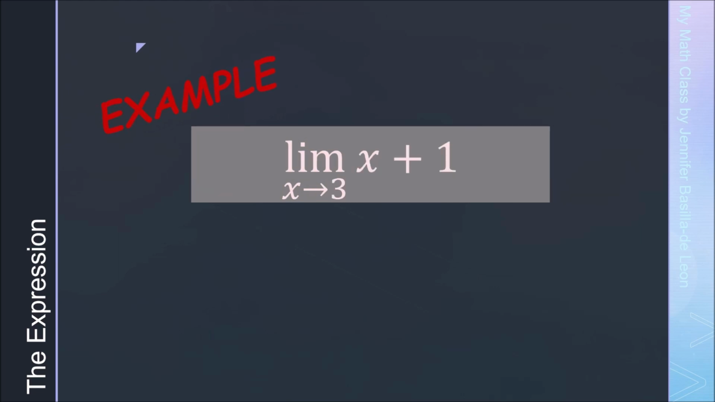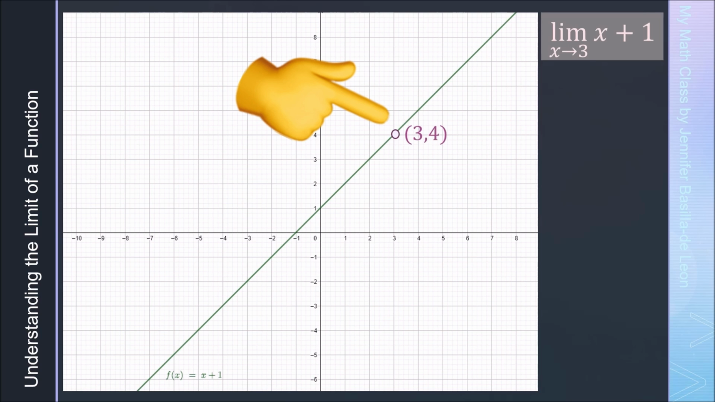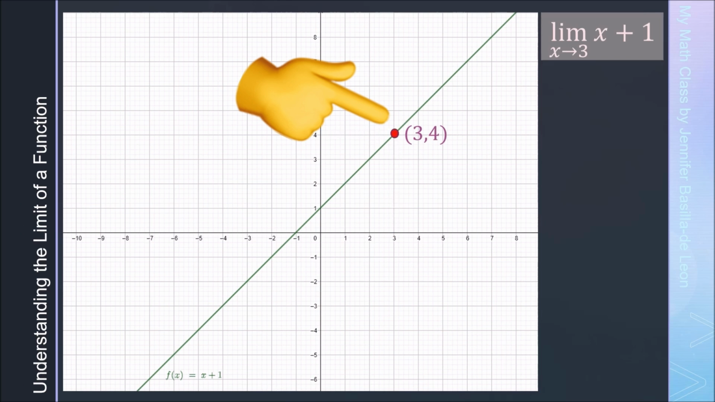Let's say our function is f(x) = x + 1, and that certain value is 3. Mathematically, we write it as the limit of x + 1 as x approaches 3. Looking at the graph, we consider that portion at which x is equal to 3. This point, having coordinates (3, 4), then divides the graph into two.